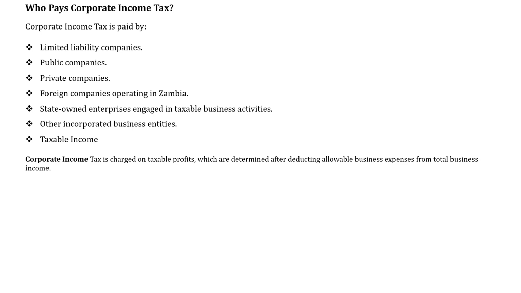You need to understand that corporate income tax is charged on taxable profits, which are determined after deducting allowable business expenses from total business income. Get this point, it's very important. So corporate tax is charged on taxable profits, which are determined after deducting allowable business expenses from total business income.